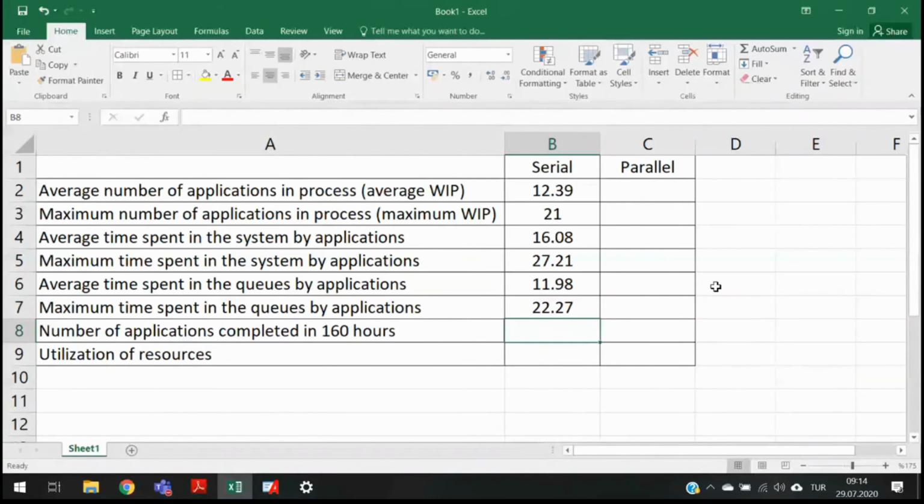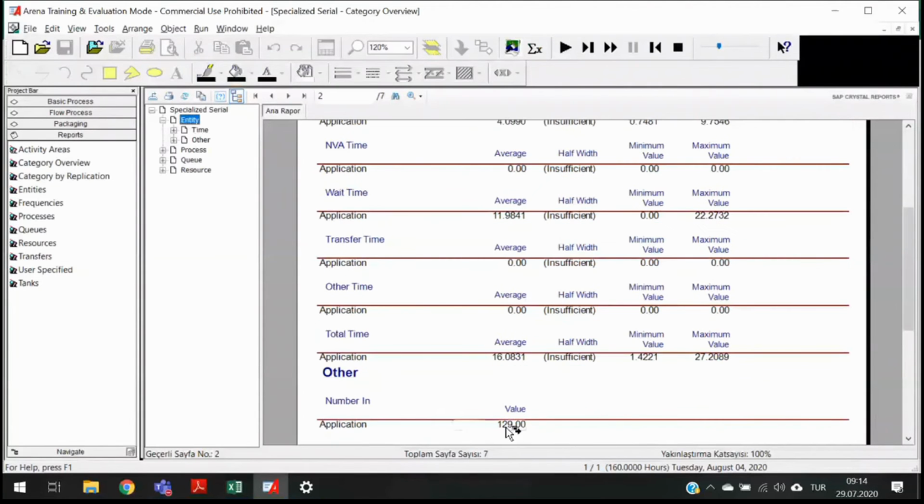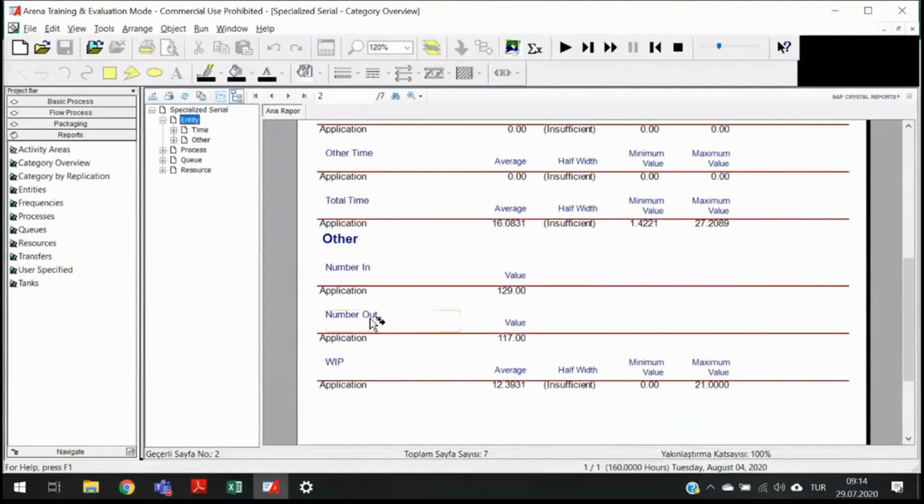So the next question is this: number of applications completed in 160 hours. How many applications have been completed in 160 hours? So you see number out, okay, not number in. Right now, up to this point in 160 hours, 129 clients have entered the system, but only 117 of them have left the system with a successful completion of the processes. So this is 117.